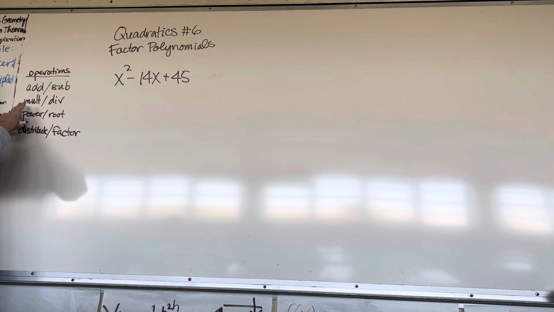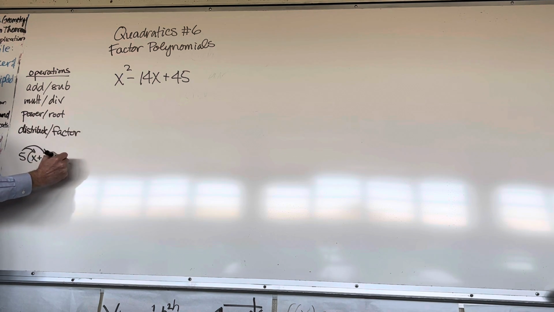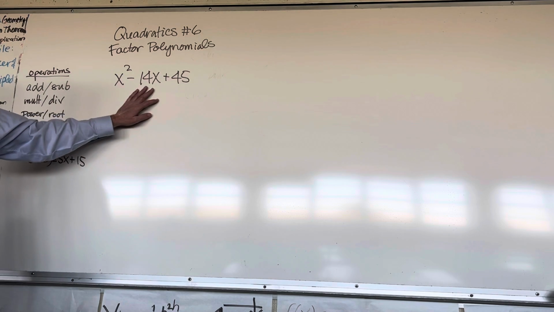Okay, so as you get up into these, your brain is very familiar with these. You know all about add and subtract and multiply and divide, but power and root, less familiar to you, and definitely distribute and factor, less familiar to you. So distribute is a form of multiplication. If you had 5 times x plus 3, distribute means to distribute the 5 across the terms in the parentheses. This would be 5x plus 15.